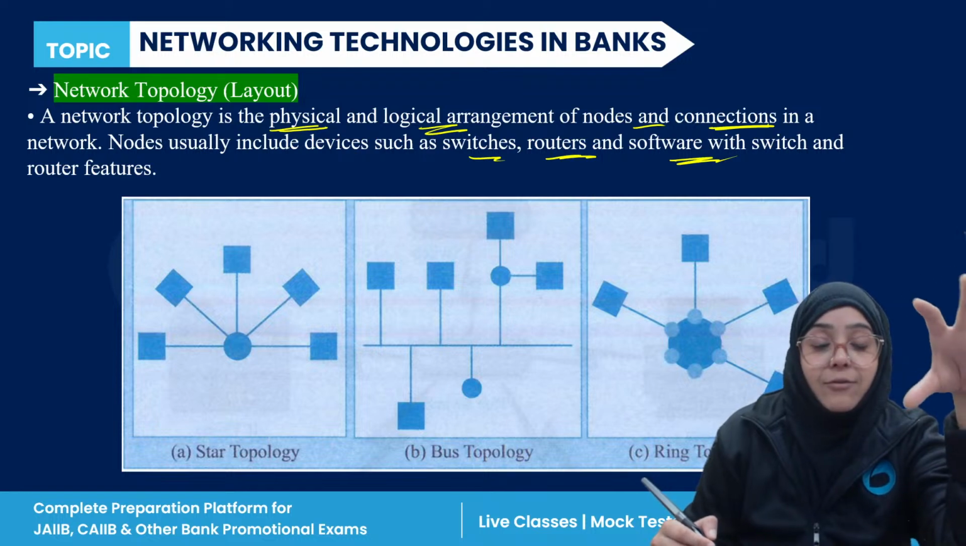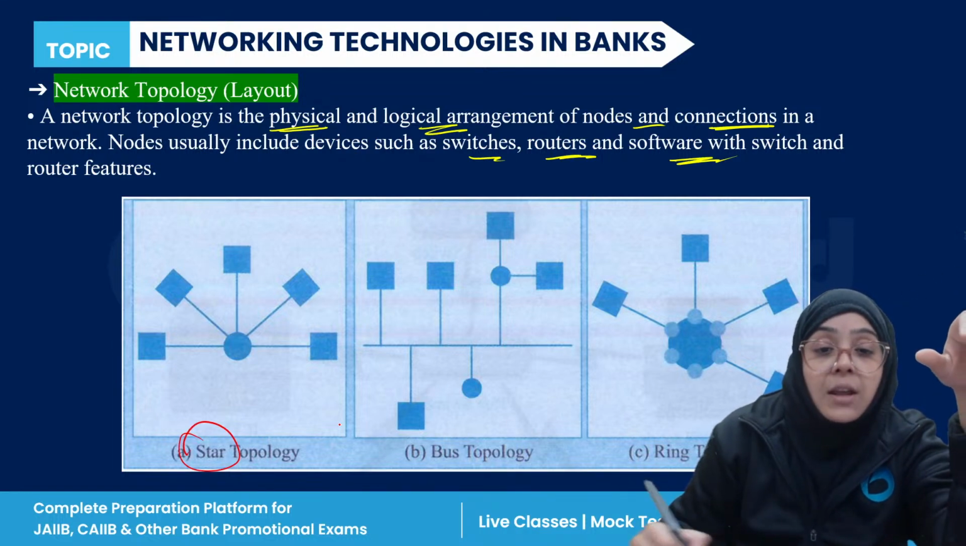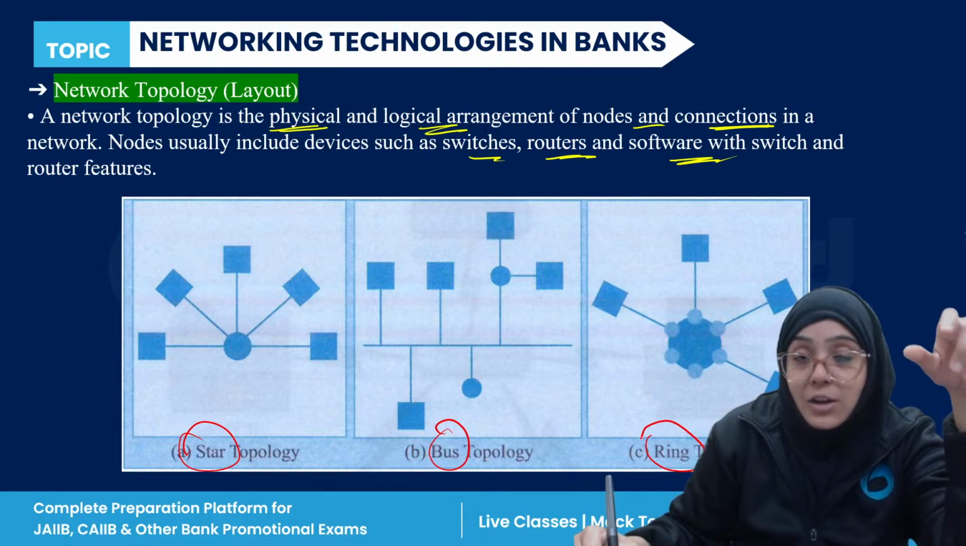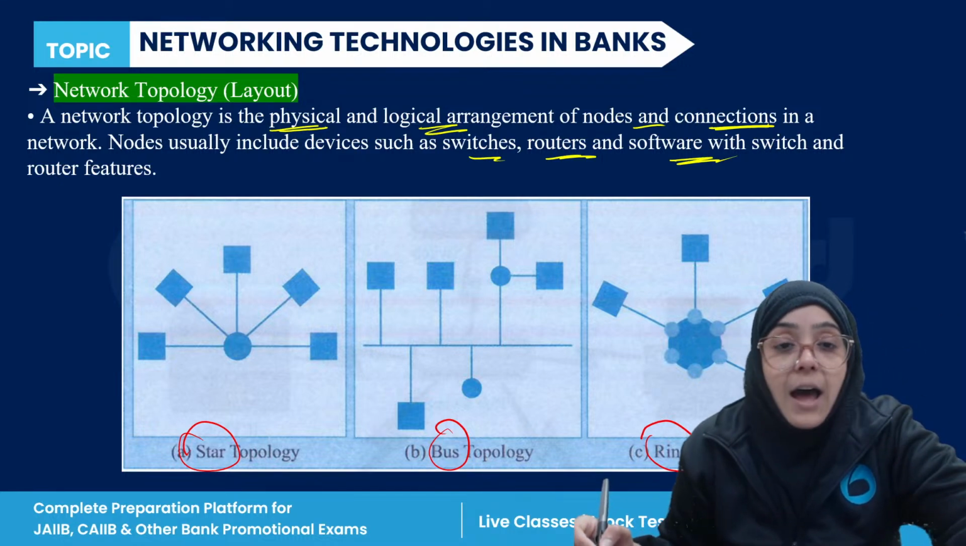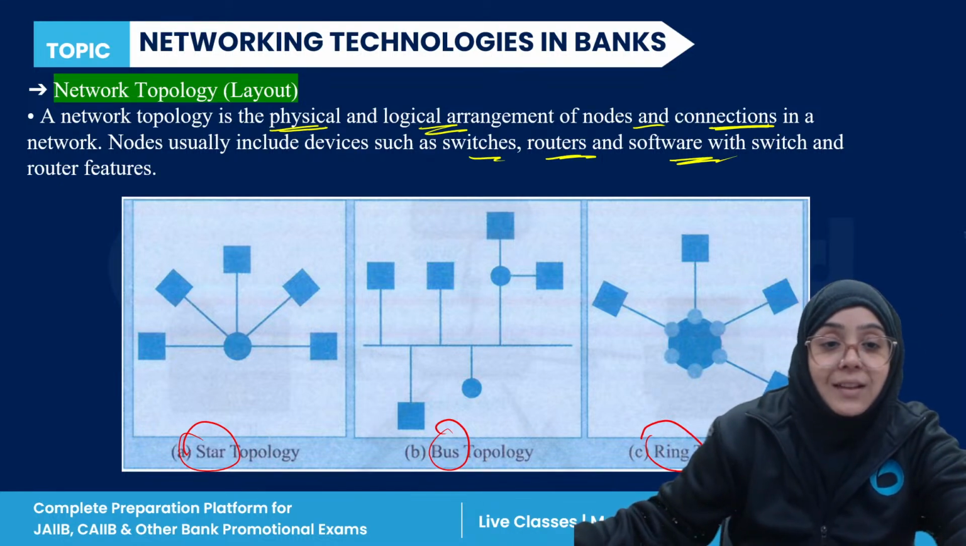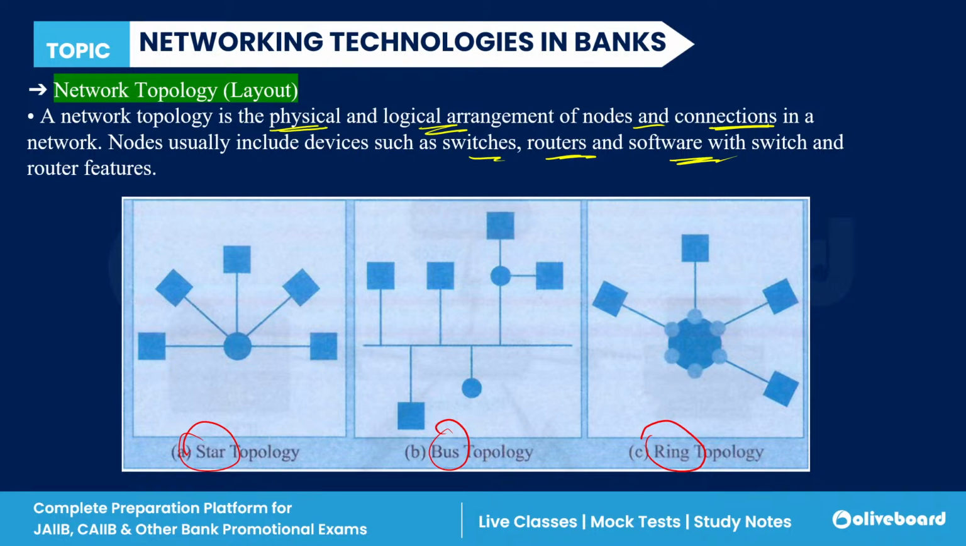Network topologies have different layouts, like star topology, bus topology, and ring topology. So just see the figure in detail. I'm giving you the details of each and every topology. First of all, star topology. In star topology, you will see there is a central node, and all the devices are connected to this central node.